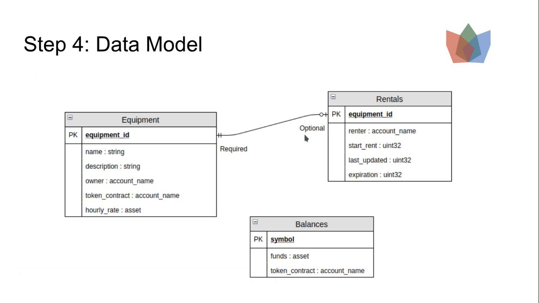We're going to have a table of all the active rentals, and there we'll have the renter, the person that is currently renting that equipment, when that equipment was initially rented, when it was last updated, and the expiration date. The last updated timestamp will be for if they add additional rent in when it's already been rented.